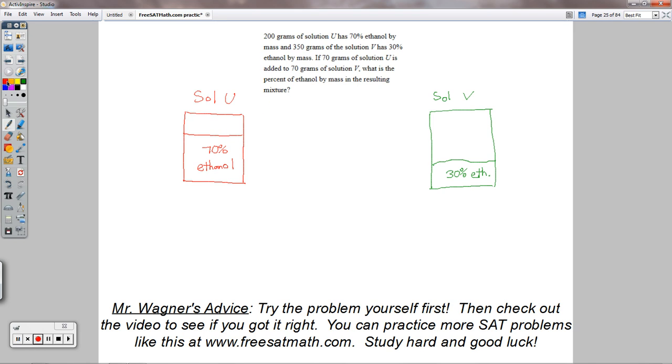There's 200 grams total over here compared to 350 grams over here. But this one has more ethanol percentage-wise than this one.